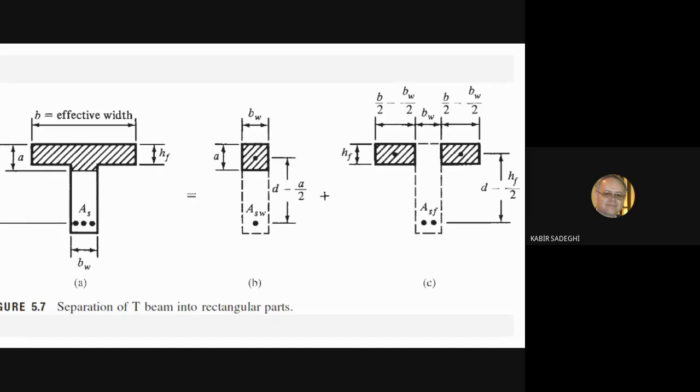As you see in the figure, for the T-beam, when we have compression in the web as well, the location of the neutral axis is under the flange, and you see the compression part also is under the flange. This is the neutral axis.